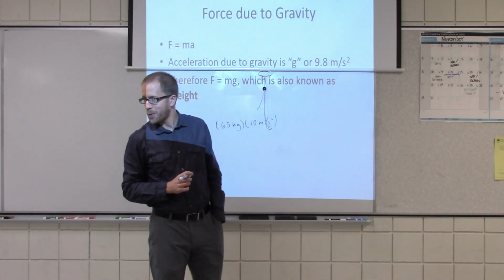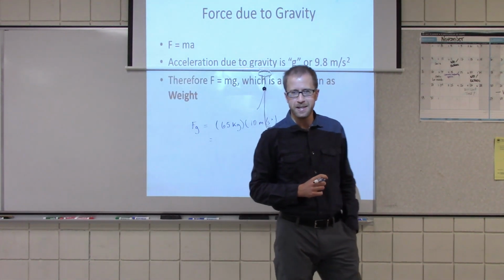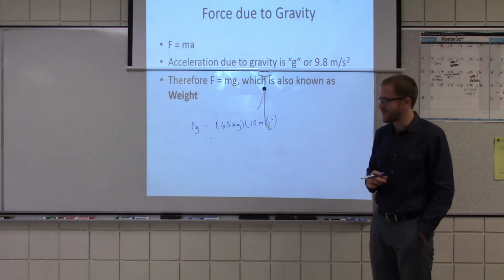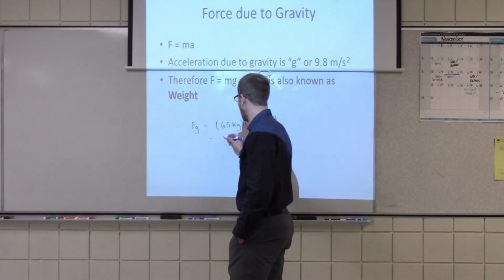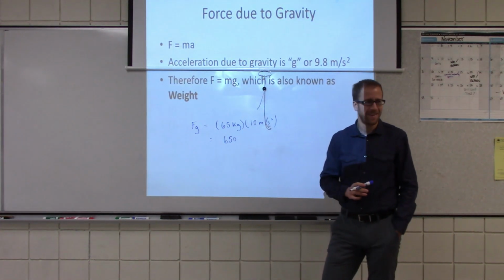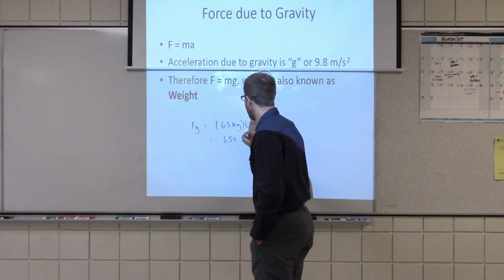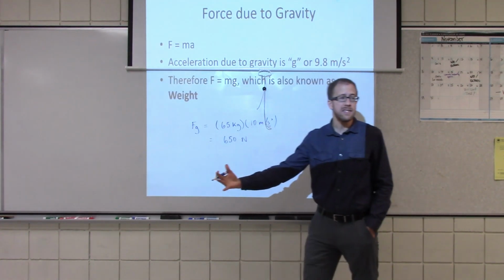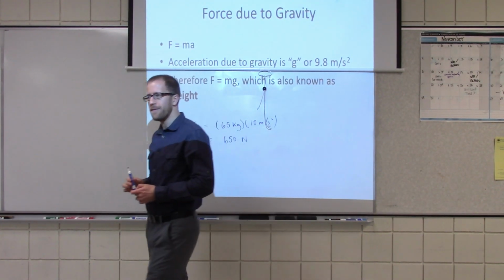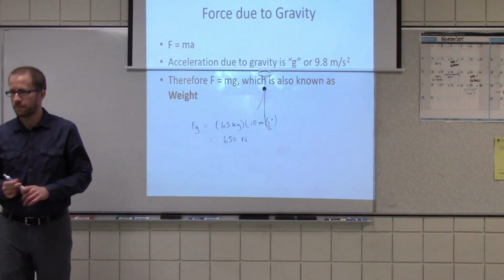65 times 10 is 650. What are the units of force? It's newtons, right? So my weight is 650 newtons. My mass is 65 kilograms.